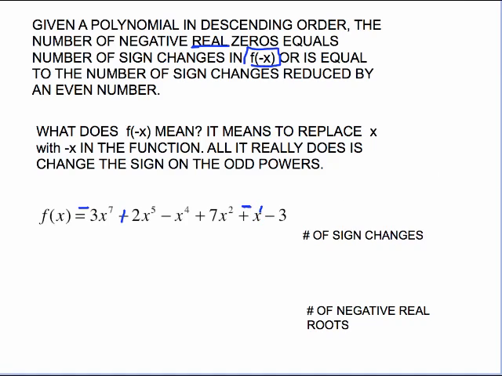Now take a look at your sign changes. This is a negative next to a positive, that's a sign change. A positive next to a negative, that's a sign change. Negative next to a positive, that's a sign change. Positive next to negative, that's a sign change. Negative next to negative, that is not a sign change. There are 4 sign changes. Therefore, there are 4 negative real roots, or reduce it by an even number, which means reduce it by 2, or 0.